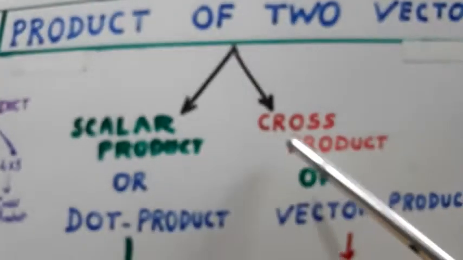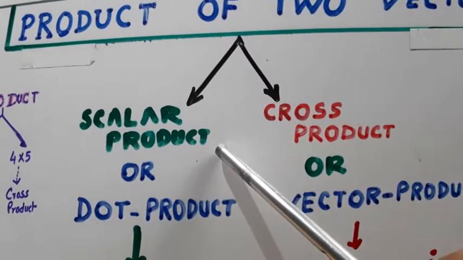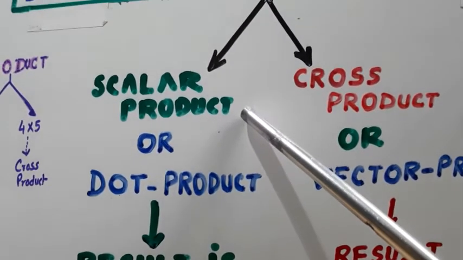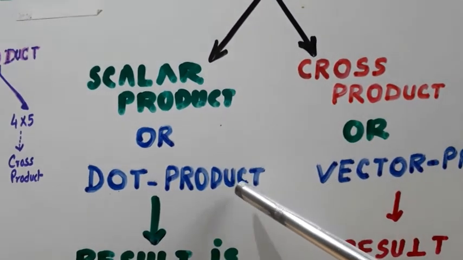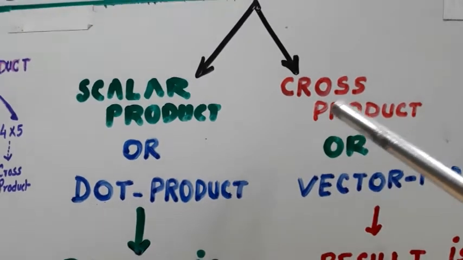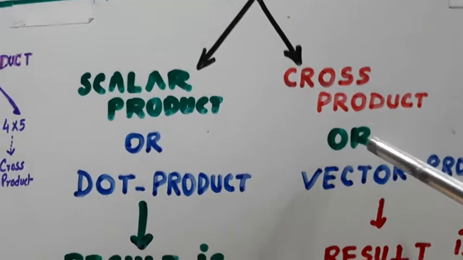These are two techniques. One is the scalar product, other is the cross product. The name of the scalar product is also dot product and name of the cross product is vector product.